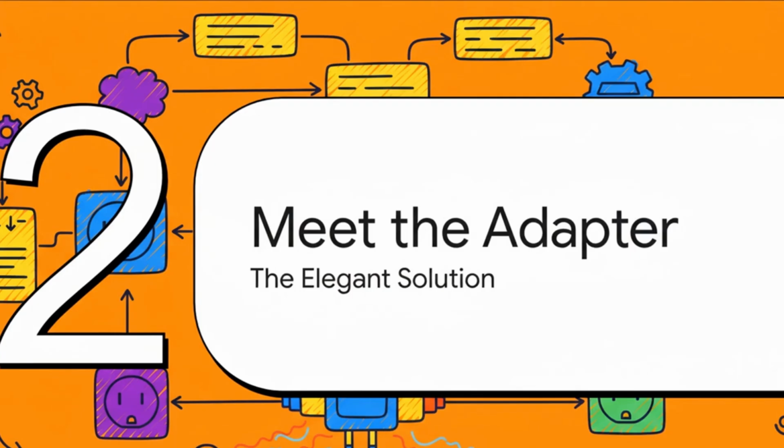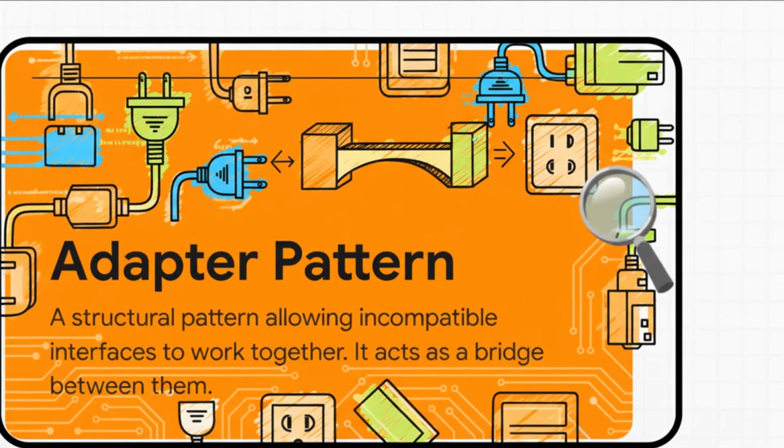But don't worry, this is not a horror story, because this is where our hero makes its grand entrance. So let's meet the adapter pattern. It's the elegant, clean solution designed for exactly this kind of mess. So what is this thing officially? Well, the adapter is what we call a structural pattern. And its whole job, its entire reason for being, is to let objects that have incompatible interfaces finally work together. Think of it like a translator, or even better, a bridge that connects two sides that couldn't connect before.